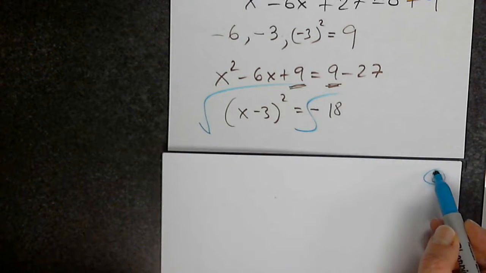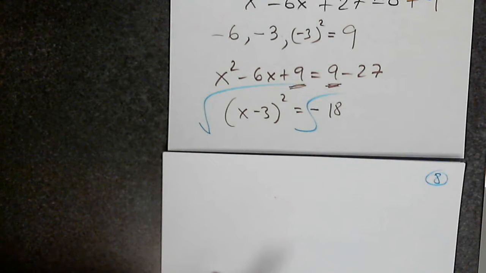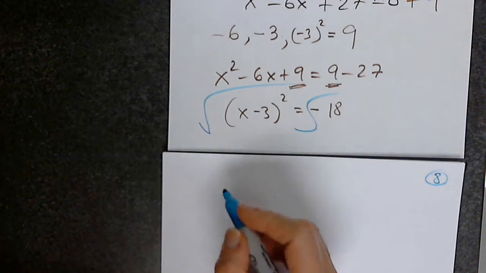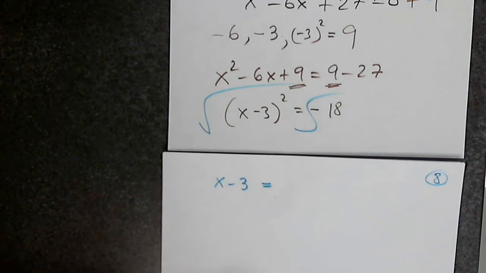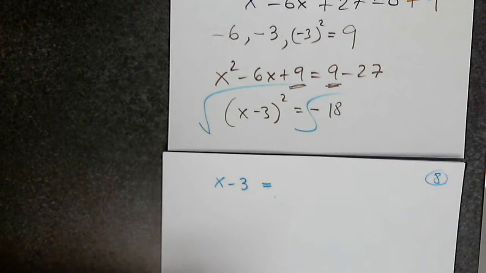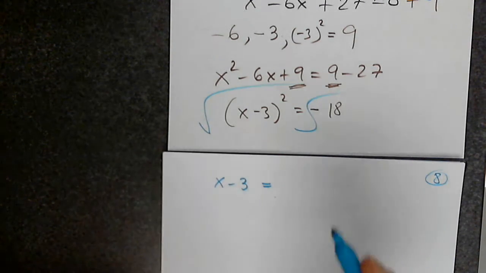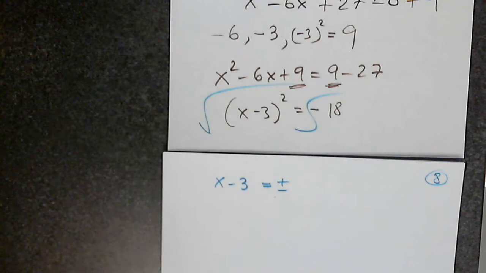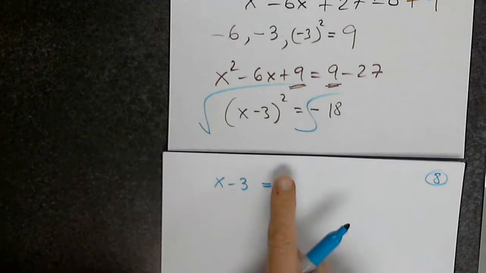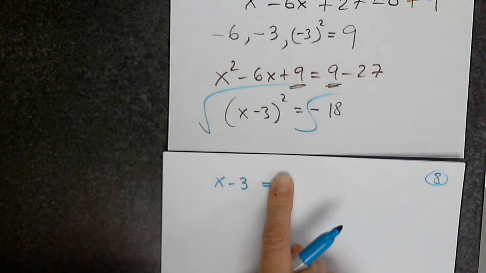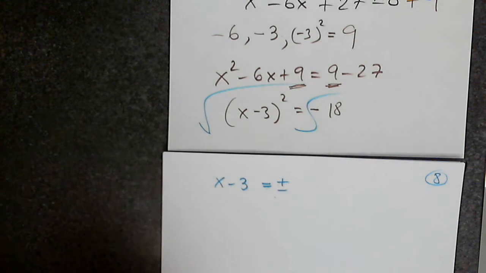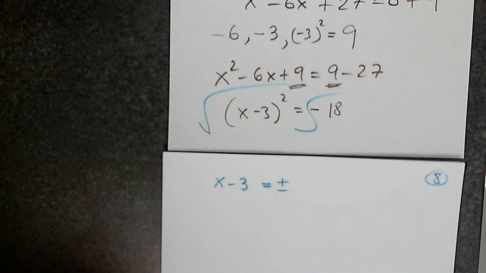So how do I write? X minus 3 equals plus or minus the square root of negative 18. If I forget plus or minus, I will only write one solution instead of 2, right? So plus or minus. That's why I asked how many solutions I expect. If I don't put plus or minus, I will only get one solution. So now we have to split the square root of negative 18. How do I split it?